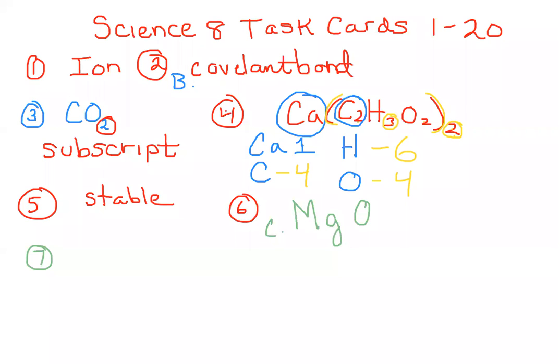Number 7, what kind of chemical bond is formed when electrons are transferred? That's what we were talking about before. That's A, ionic. Ionic is when they are transferred. Up here, covalent is when they are shared.